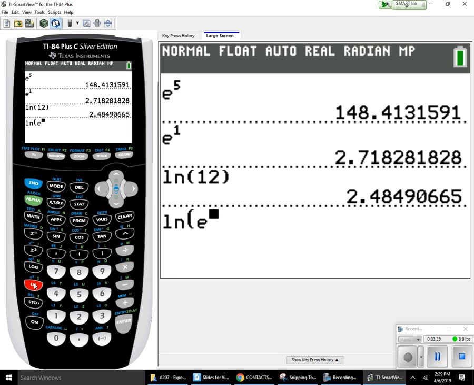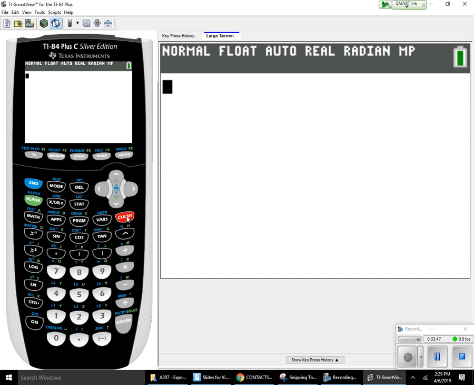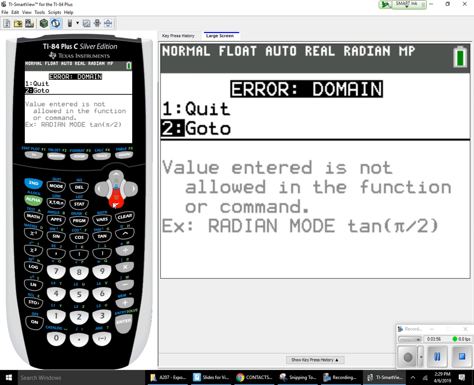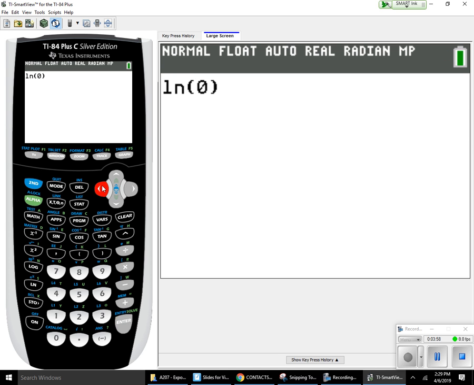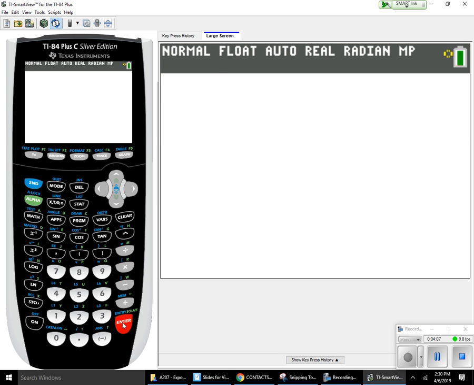If you want to have a really good time, you can do ln of e. Keep in mind, those are inverses of one another. So ln of e would just be 1. ln is a logarithm, though. So you have to keep in mind you're not allowed to put 0 into it. That's a domain error. You also can't have negative values inside of a natural log. That will give you a non-real answer. So there are a few caveats to logs. You can't put anything you want in them.